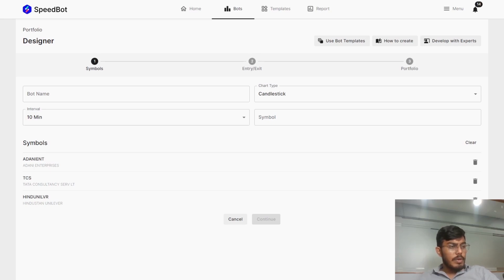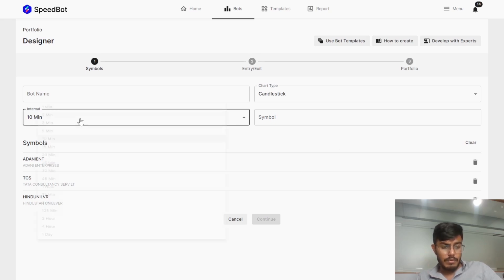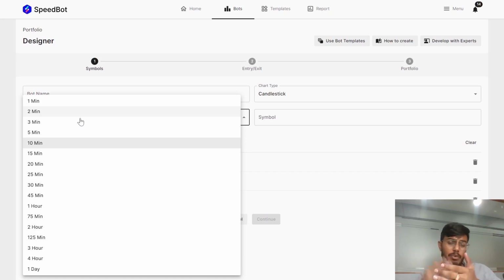Next up, we have a question from Wasim. Wasim says, what are the candle intervals that I can use in equity bot builder? Basically you'll have a wide range of time interval selection while selecting the interval. This applies to the equity bot builder as well as the options bot builder. The candle interval ranges from 1 minute to 1 day, right?